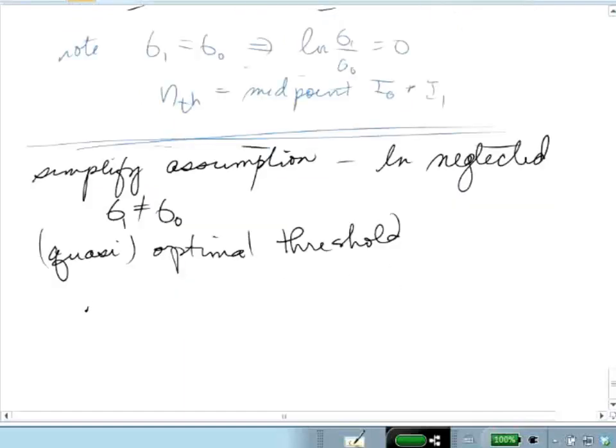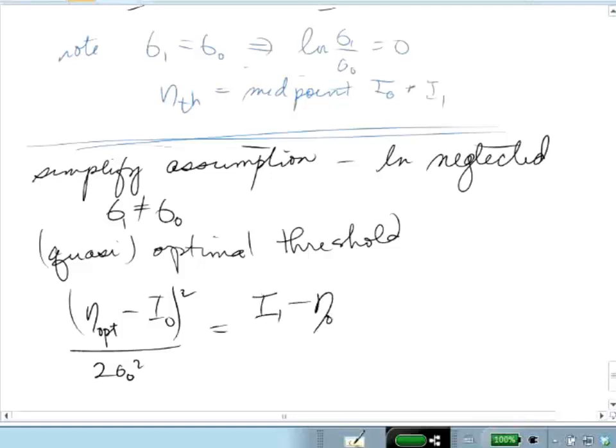occurs at (theta optimal minus I0) squared over 2 sigma 0 squared equals (I1 minus theta optimal) squared over 2 sigma 1 squared. Of course, we could take the square root of both sides, so let me just do that right away. And the 2 will cancel on both sides, so I get something like this. And this is quite easy to solve.